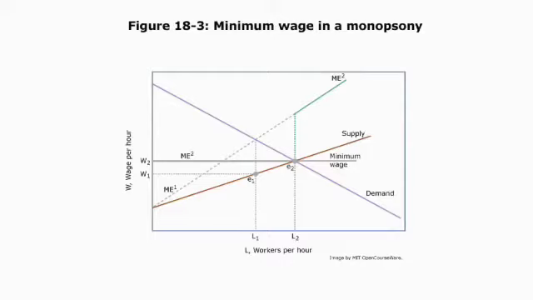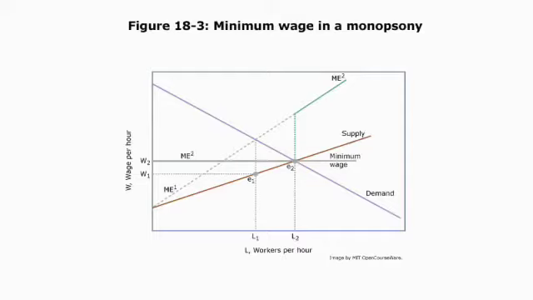The competitive equilibrium is where supply equals demand. That would be hiring L2 workers and paying a higher wage W2. So the monopsonist is under-hiring relative to the competitive firm. Now let's say the government rolls in and says, we're going to set a minimum wage, and we're going to happen to get it right and set it at the competitive wage level, W2.